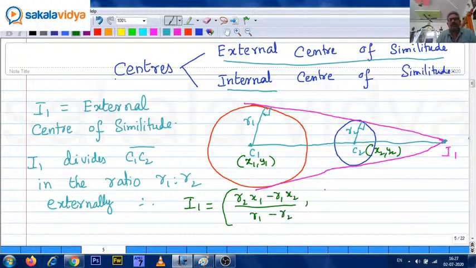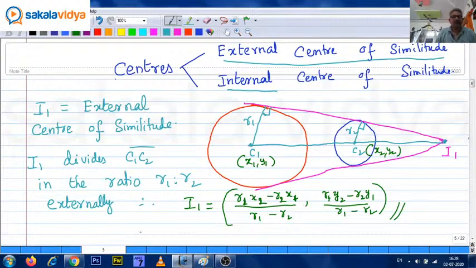and R2 y1 minus R1 y2 upon R1 minus R2. Using this formula, we can find out the external center of similitude.